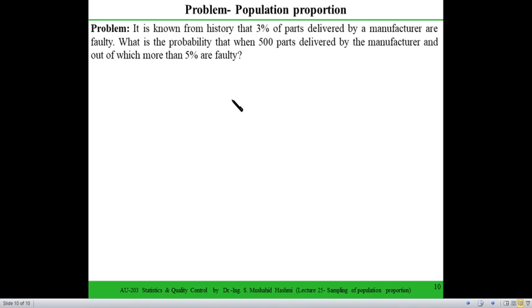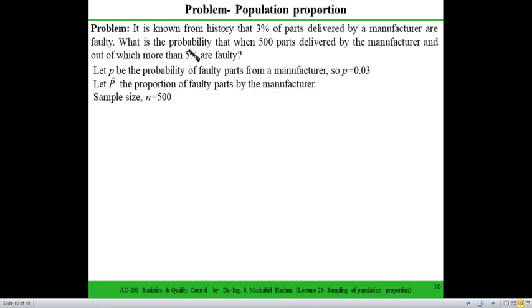So here the probability of success, which used to be for the population, is 0.03, and for that particular sample of size 500, we need to calculate the corresponding probability. The first thing is, P is the probability of faulty parts from that manufacturer, and so this is a population parameter, so it is without a cap. And the value of that population proportion is 3%, which is 0.03.